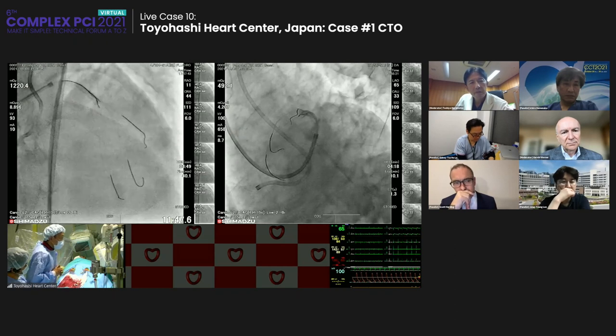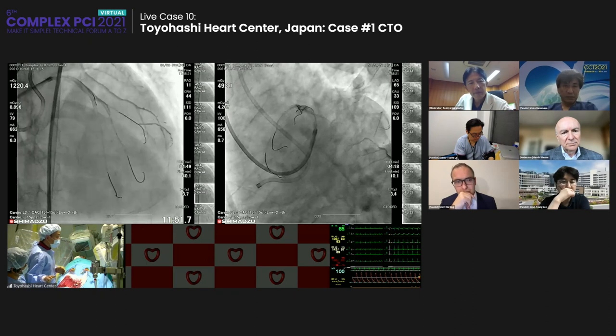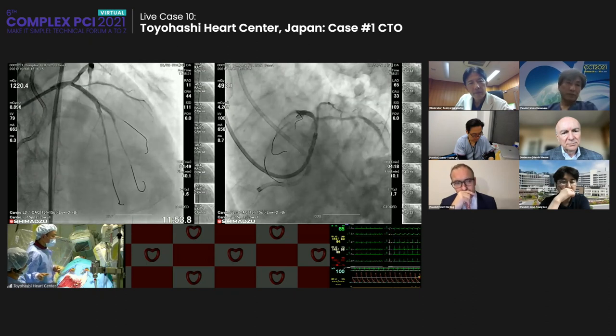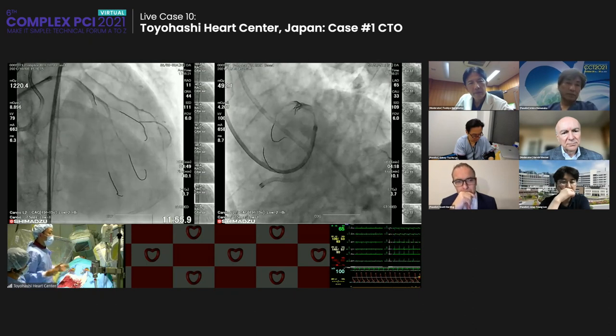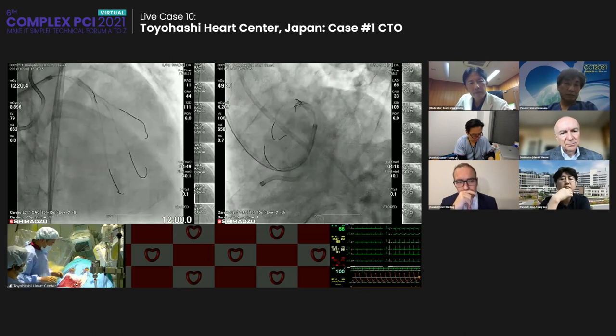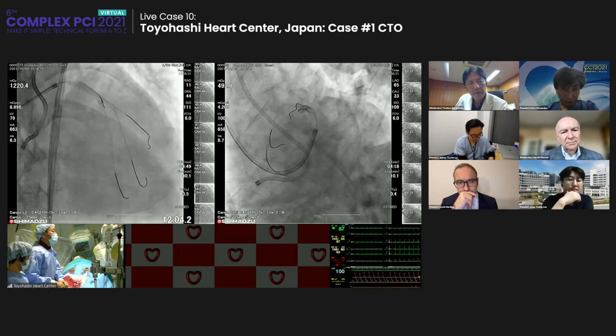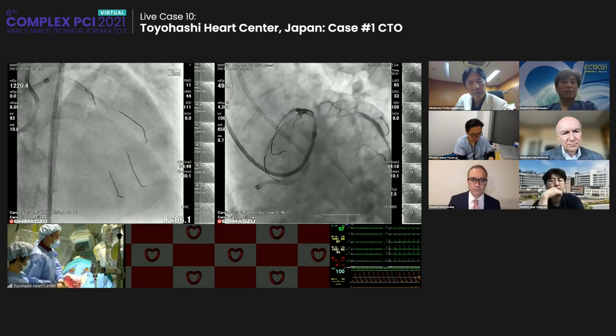But anyway, there is some edge dissection in the LAD distal, it looks like, but yeah, I can repair it. But anyway, the bifurcation is okay. So I try to select this wiring for the diagonal now. I already selected the diagonal.